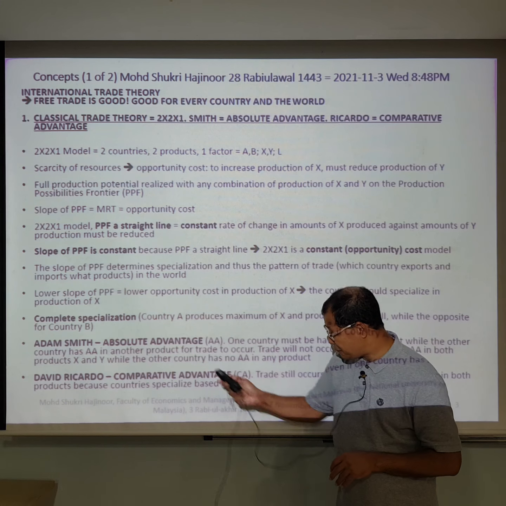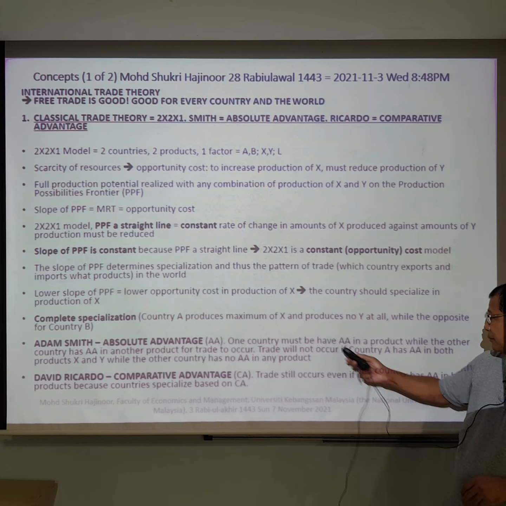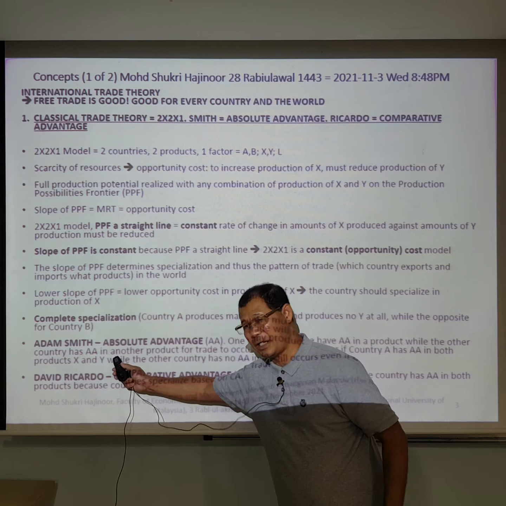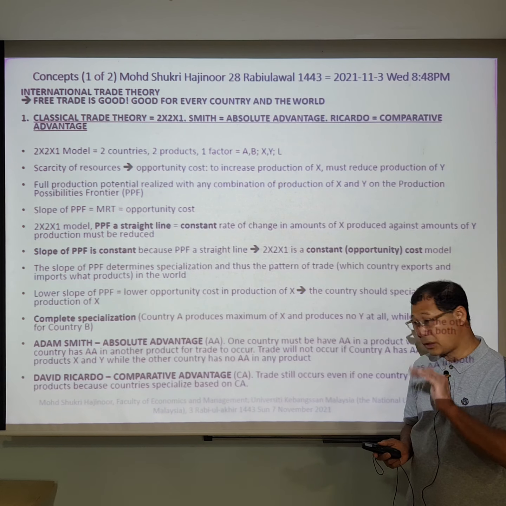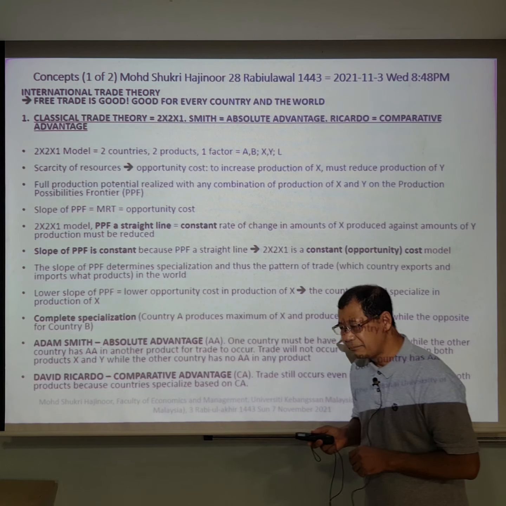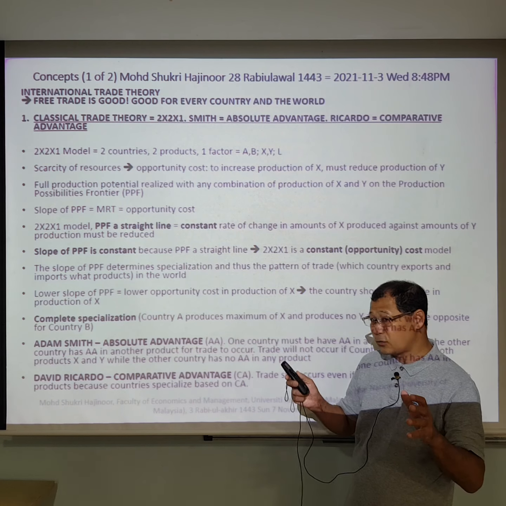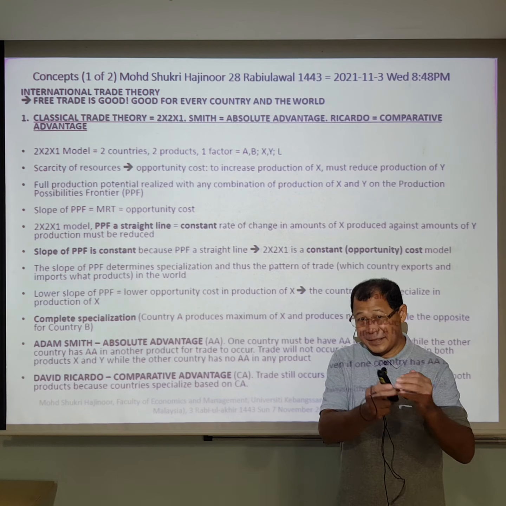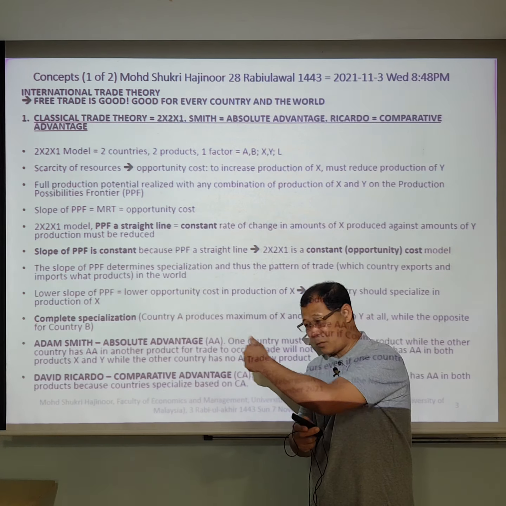Adam Smith, absolute advantage. One country must have absolute advantage in a product, while the other country has absolute advantage in another product, for trade to occur. Trade will not occur if country A has absolute advantage in both products, X and Y. So trade will not occur, according to Smith. At least one country must have absolute advantage in product X. The other country must have absolute advantage in the other product, which is product Y.